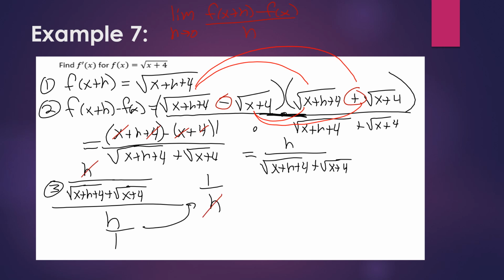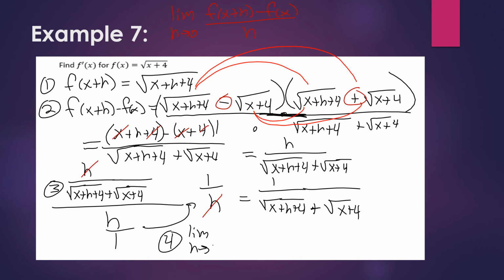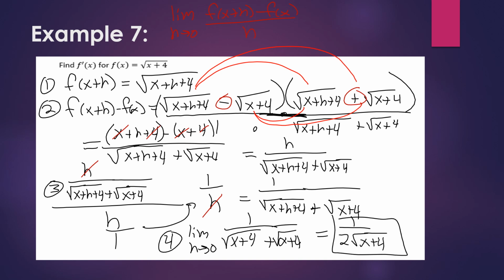H's will cancel, and I get 1 over square root of x plus h plus 4 plus the square root of x plus 4. And then my final step is to take the limit as h goes to 0. So step 4, the limit as h goes to 0. So I get 1 over x plus, well, h is 0, so I'm going to get 4 plus the square root of x plus 4. So this is 1 over 2 square root of x plus 4. That is my final answer.